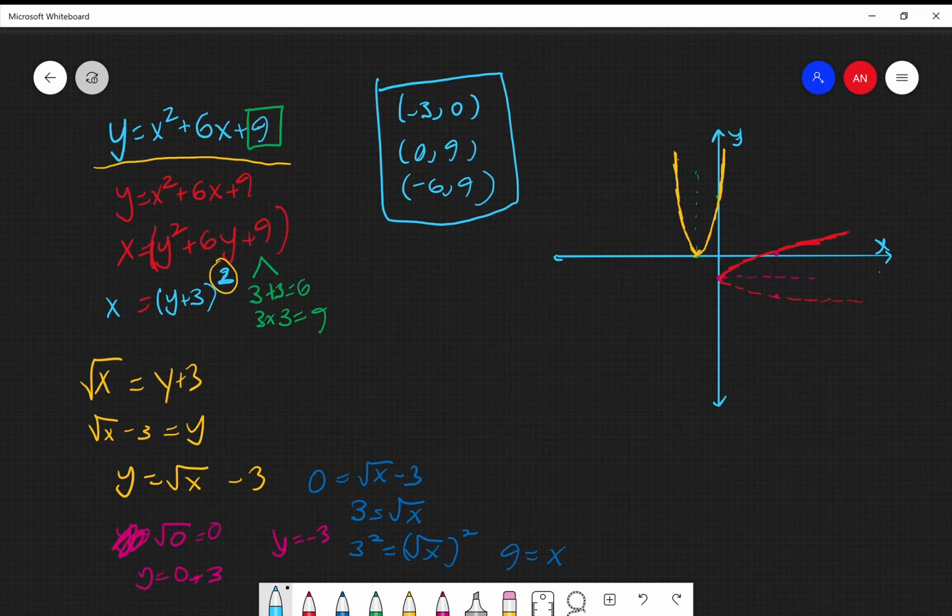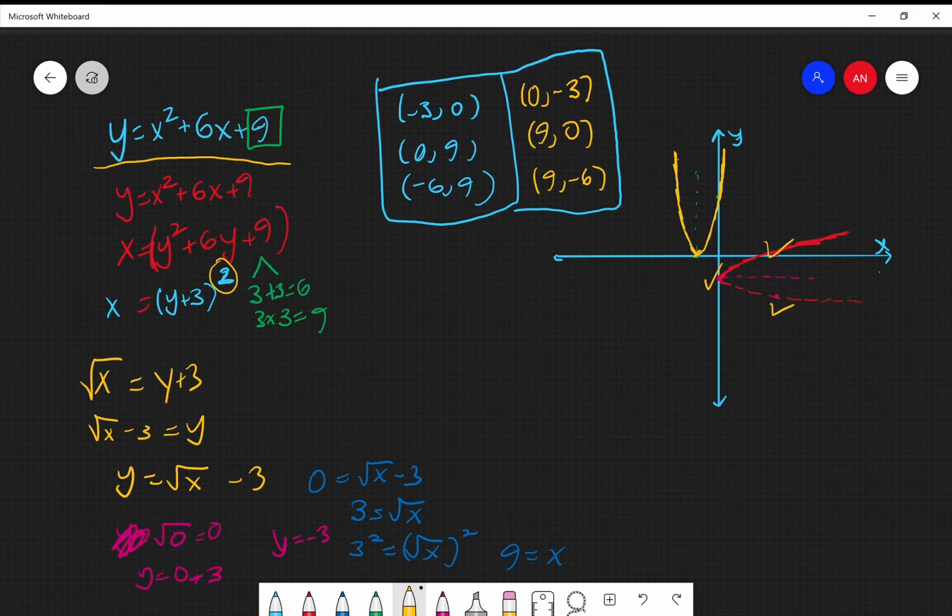A cool thing about that now is if we reverse these, which means I put them as (0, -3), (9, 0), and (9, -6). If we check, all three of these exist in the inverse. So that means we can flip the coordinates of the originals and then create the coordinates of the inverse. And technically this last one here doesn't exist on the function, but it's part of it.